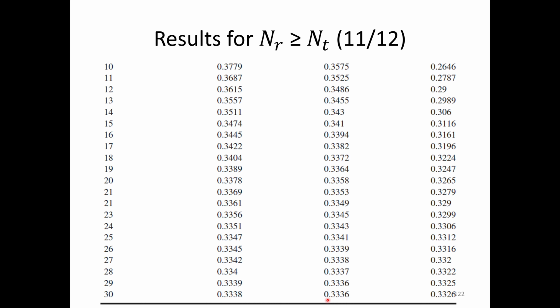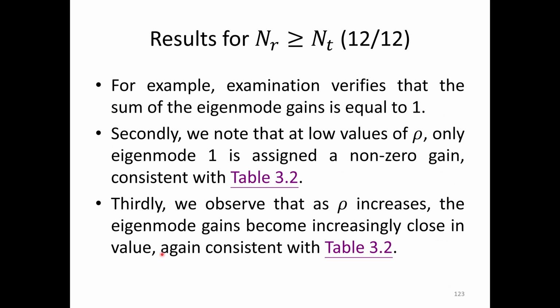And P2 is equal to 0.3336, which is approximately 1/3. And P3 is equal to 0.3326, which is also approximately 1/3. Again consistent with table 3.2.